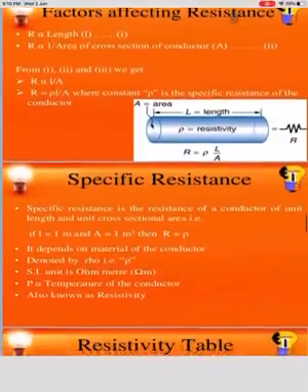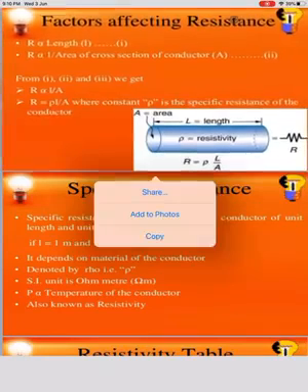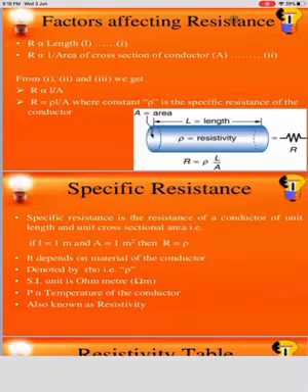After that we learn the factors affecting resistance. First of all, resistance is directly proportional to the length of a wire. Number two, resistance is inversely proportional to the area of cross section of the conductor. Look at the diagram here. Here, when we apply a constant of proportionality, its name is resistivity, with the symbol rho, or specific resistance. So R is equal to rho times L upon A, where the constant rho is the specific resistance of the conductor.